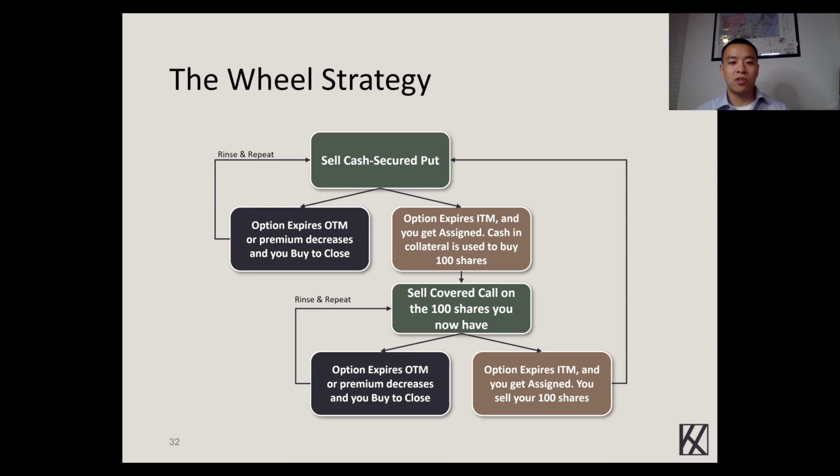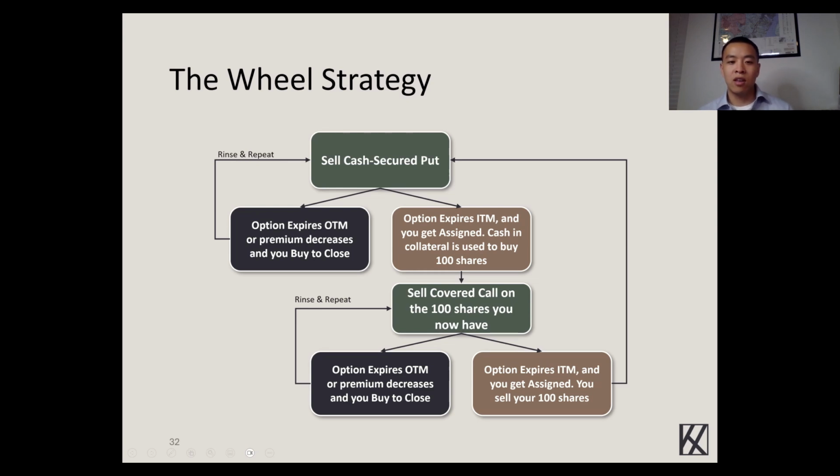Combining these two, I'm sure you've heard the strategy before. This strategy is a very common strategy. It's called the wheel strategy, where you're pretty much cycling through selling cash secured puts and selling covered calls, and then getting assigned, or not getting assigned. So I'll go through it with you very quickly because there are so many great videos out there on the wheel strategy. Boom, you sell a cash secured put.